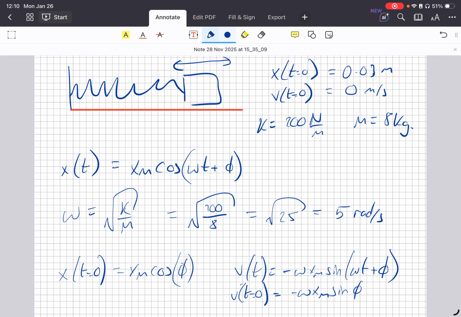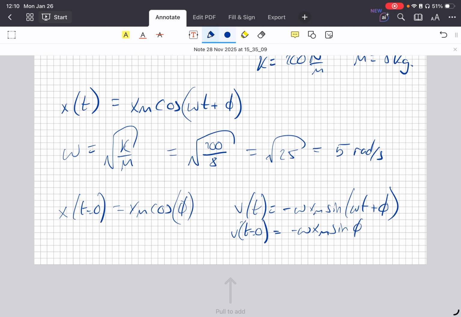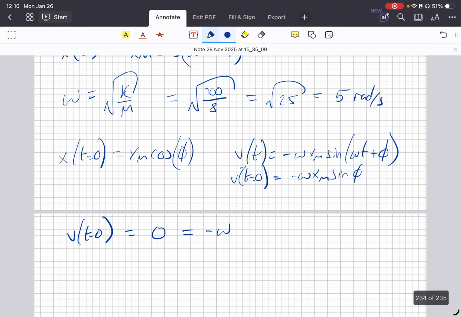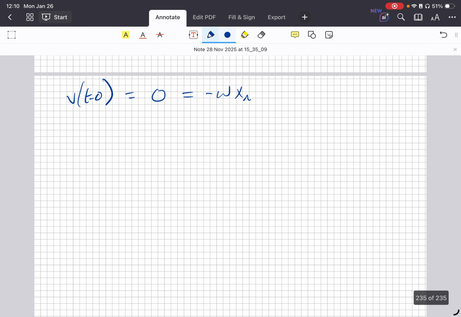Now, we have these two equations, and we know what the numbers are. We know the values for x at t equals 0 and v at t equals 0. So we can substitute those in to work out the values of xm and phi. First of all, v at t equals 0 is equal to 0 meters per second. That's the velocity at time equals 0.